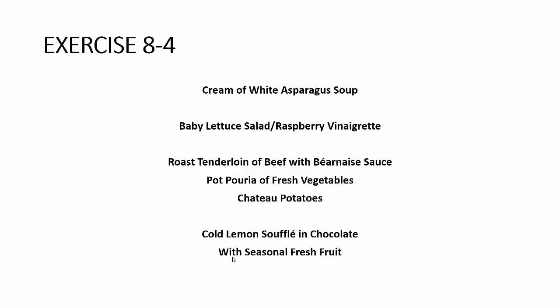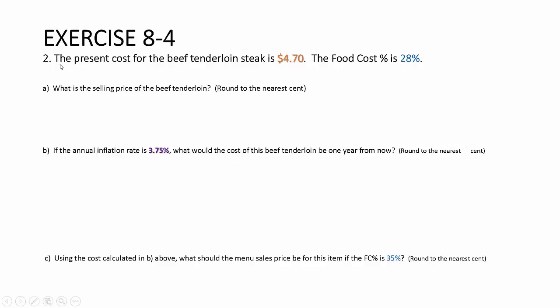One last example. Here's a bit of a new menu, different deals, everything looking quite good. This is what we're going to work with. The information they give us is that the present cost of the beef tenderloin steak is $4.70, and the food cost percent is 28%. First question, just like before, what's the selling price of the beef tenderloin, rounding to the nearest cent?